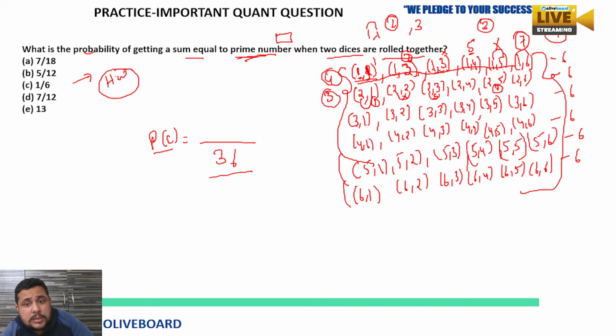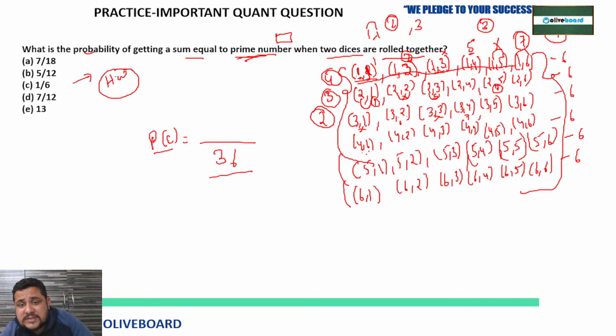Now third row. 3 plus 1, no, not possible. 3 plus 2 is 5, yes, this is 1. 3 plus 3, no. 3 plus 4 is 7, yes. 3 plus 5 and 3 plus 6, no. So only two outcomes here, right? Which follow the outcome which we actually require.